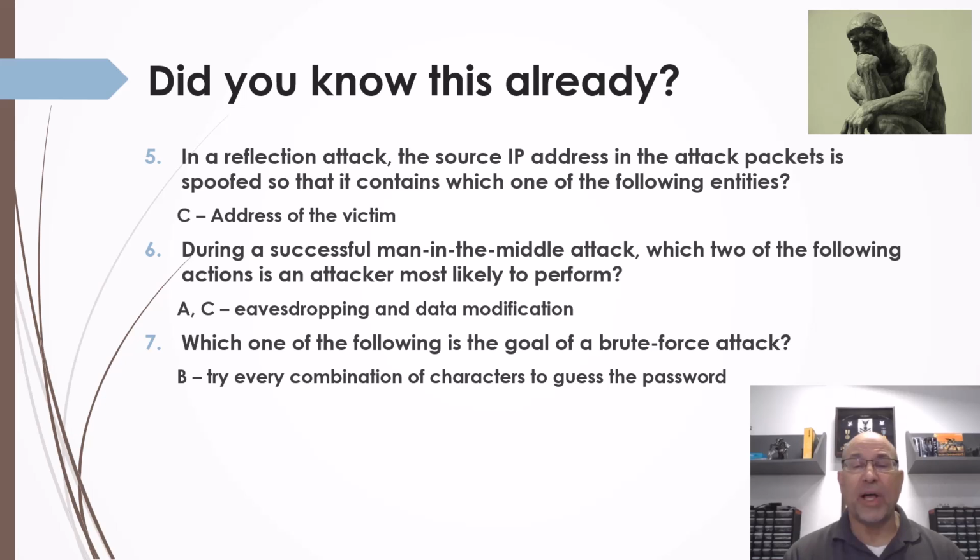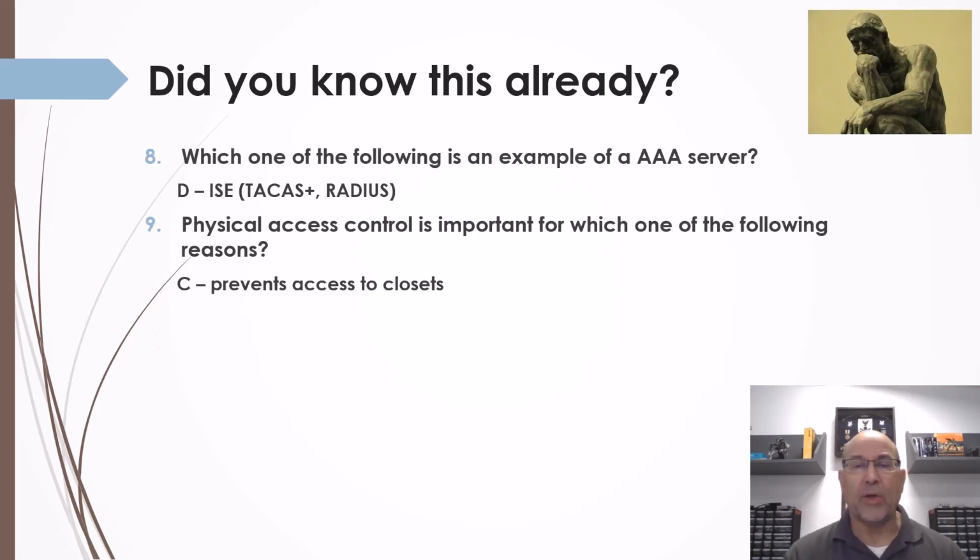Question number 7, which of the following is the goal of a brute force attack? Well, brute force is exactly what it sounds like. I'm going to try this and try this and try this and try this until I find the right thing. So trying every combination of characters to guess the password. Which one of the following is an example of an AAA server? Well, that was the ISE, the security engine that Cisco uses, and that includes the TACACS and the RADIUS AAA servers.